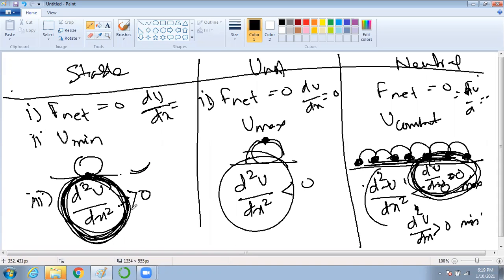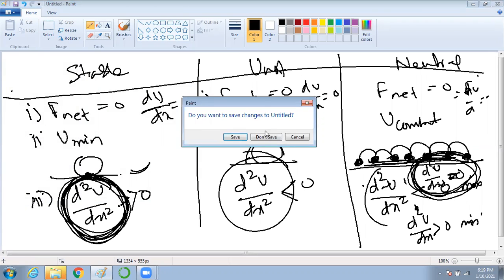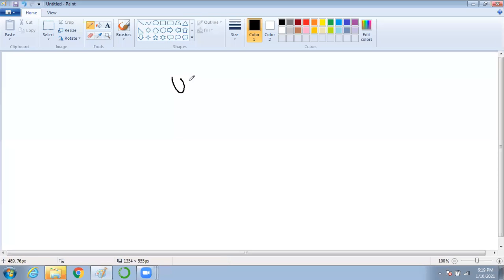Here it is greater than 0. Here it is less than 0. Here equal to 0. Clear? So what is this, d square u by dx square? It is called second order derivative.